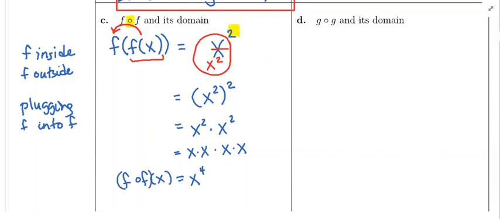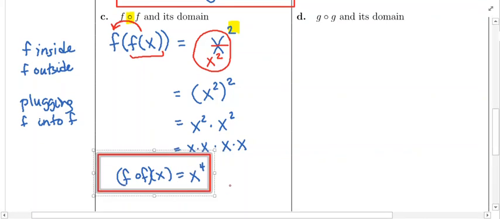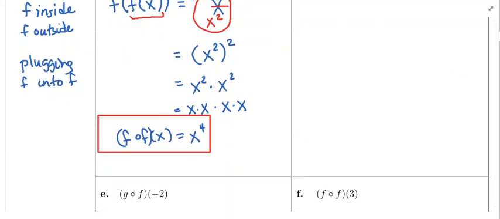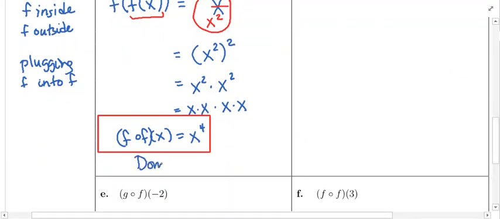Let me go ahead and circle this. This is the answer. Now we can write down the domain. X to the fourth, our resulting function, is a polynomial, so the domain is going to be all real numbers. Let me jot that down. The domain of f of f is all real numbers.